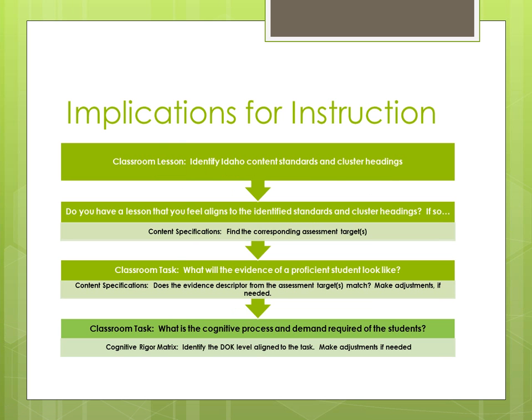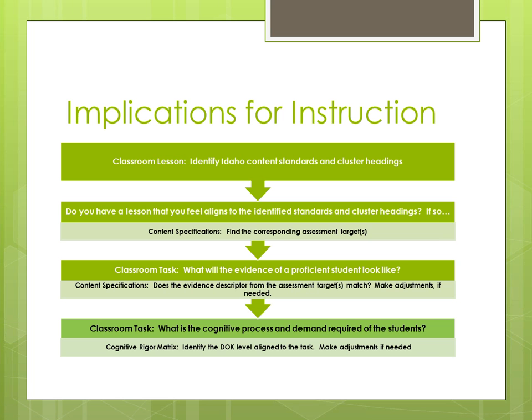So taking a look at your classroom lesson, pull out a classroom lesson, identify the Idaho content standards and cluster headings that would align with your existing lesson. Do you have a lesson that you feel aligns to those identified standards and cluster headings already? If so, go to the content specifications and find the corresponding assessment target. From there, take a look at the classroom tasks that you have included in that lesson. What will the evidence of a proficient student look like? In the content specifications, you can see if the evidence descriptor from the assessment target matches your lesson, and then just make adjustments if needed.